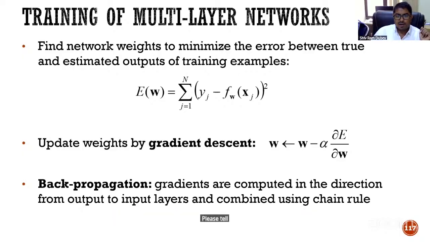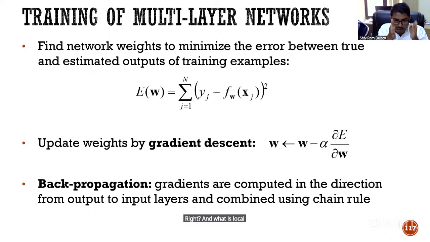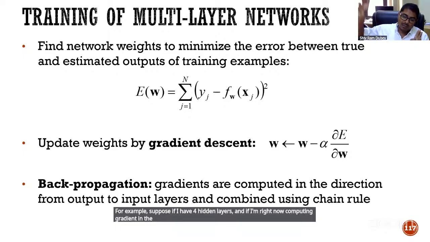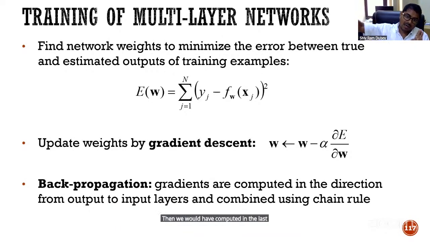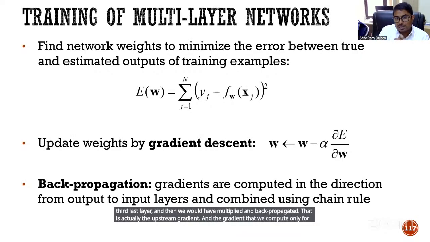Please tell the difference between upstream gradient and local gradient. So the upstream gradient is the gradient computed so far. That is basically the product of all the gradients that we computed, right? And the local gradient is the gradient for the current layer itself. For example, suppose I have 4 hidden layers, and I am right now computing the gradient in the first hidden layer, then we would have computed in the last layer, then the second last layer, the third last layer, and then we would have multiplied and back propagated. That is the upstream gradient. And the gradient that we compute only for the current layer is the local gradient.